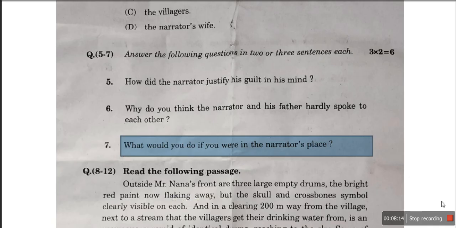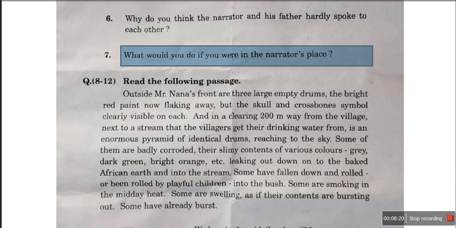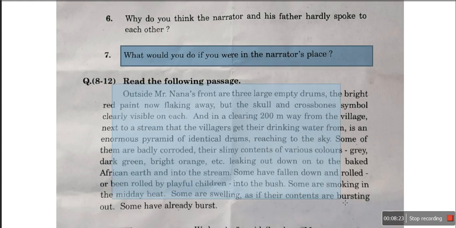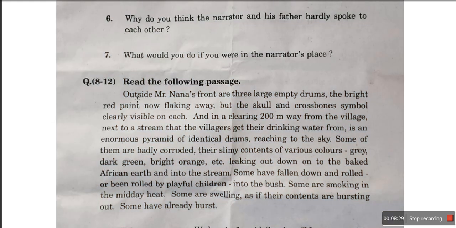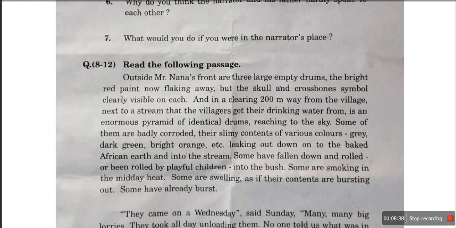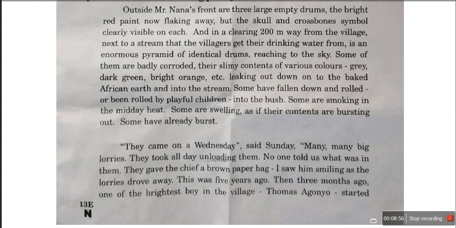And next, the second passage given here is: outside Mr. Nana's front are three large empty drums. So you can say this passage is from A Tale of Three Villages, Mr. Sunday Nana. You can guess what might have happened in that village, Sunday Nana village. The drums, the lorries, the village headman, the driver gives a brown cover, he smiles. All this you can guess. And let's go to the questions page here.